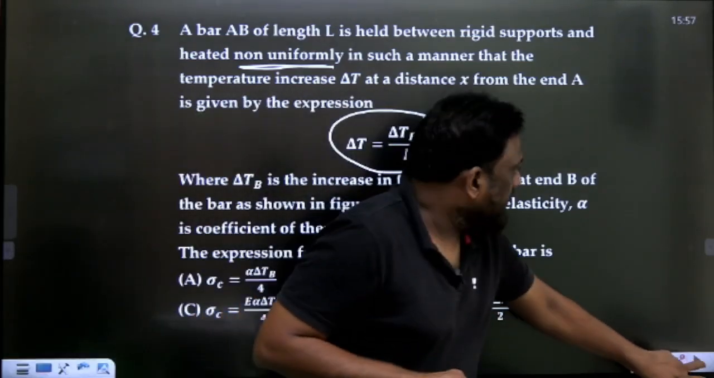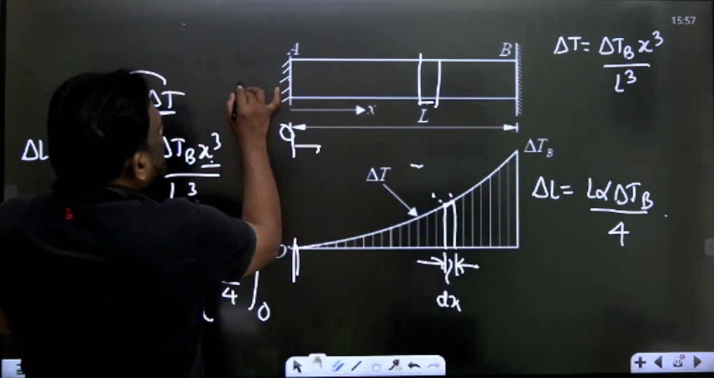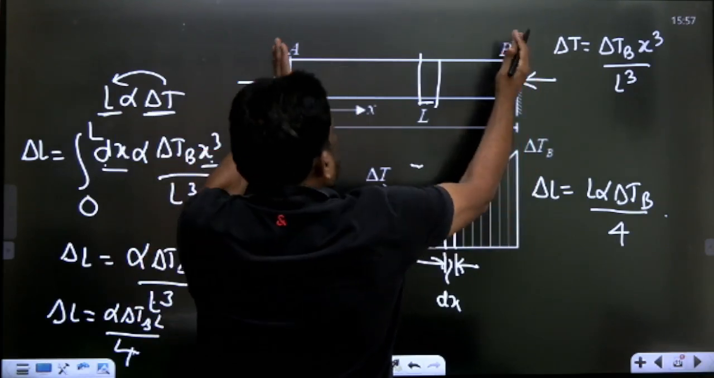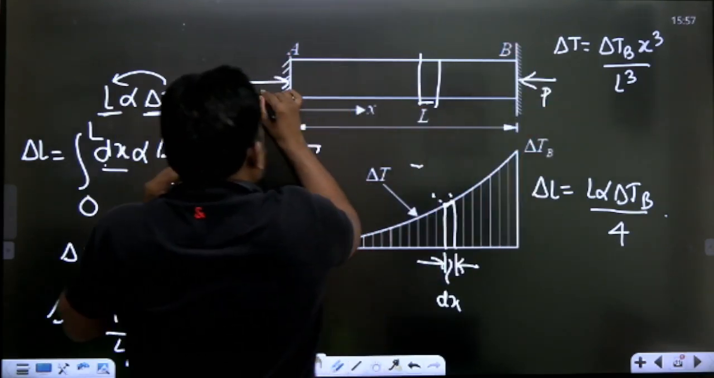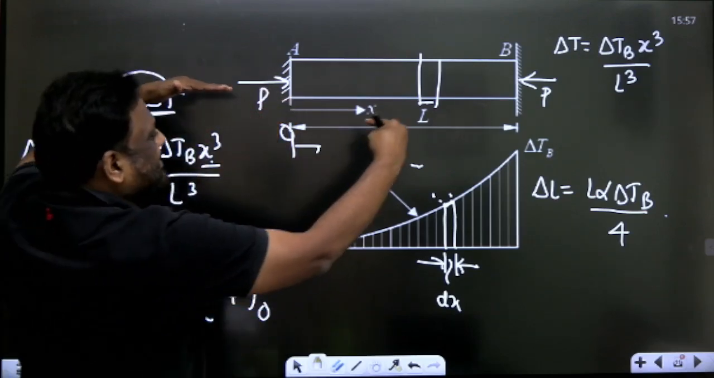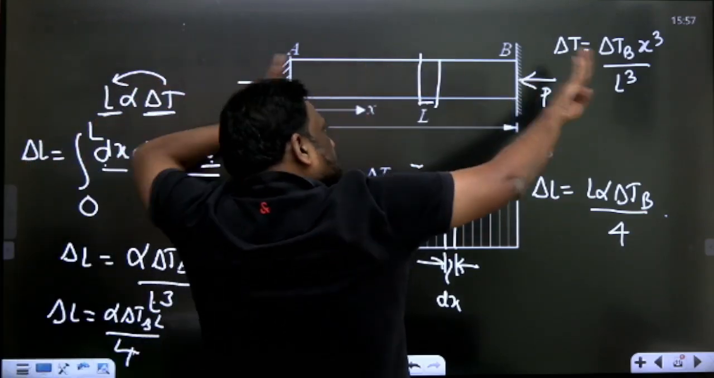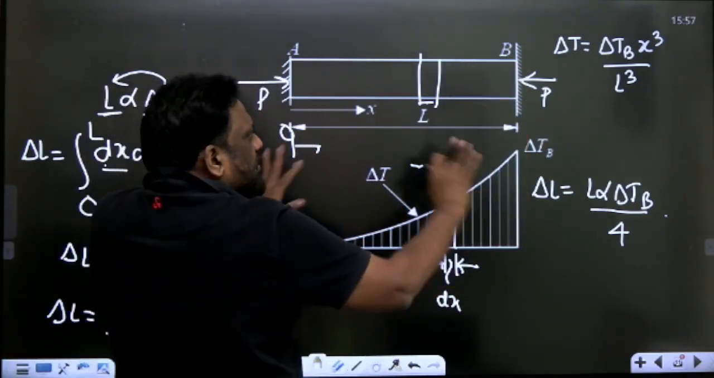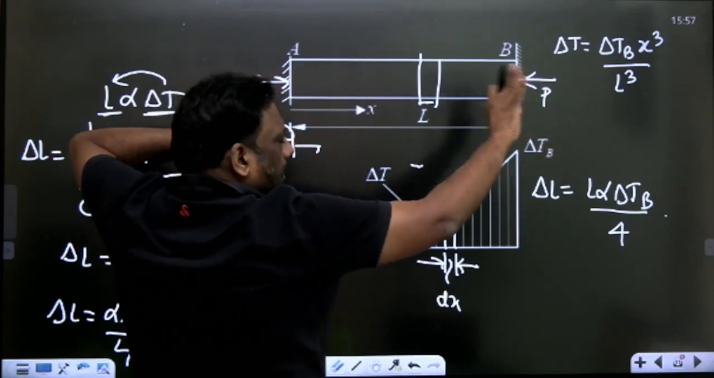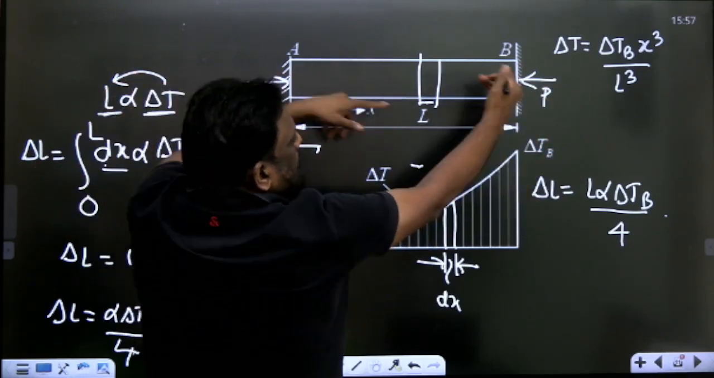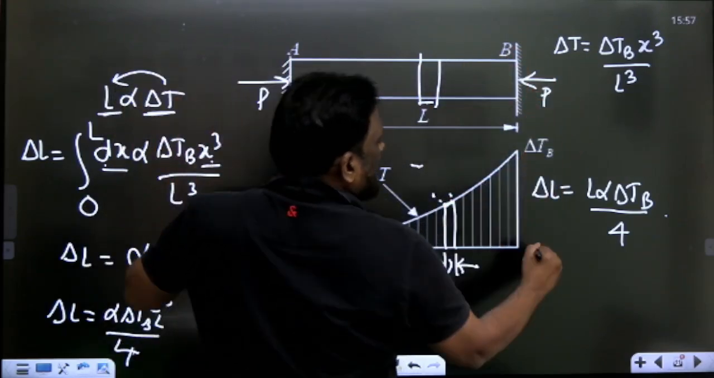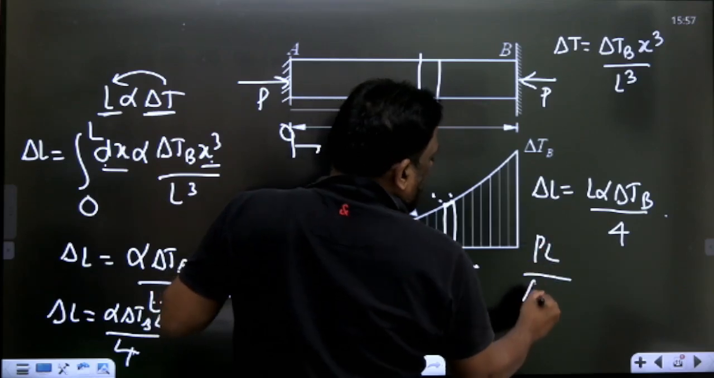He has asked for compressive stress. So what is that? When you are heating, will it expand? No, because these are rigid supports, so the stress is generated in this. It tries to expand but the wall is preventing. So the total expansion due to heating should be equal to the compression due to this axial load, because there is no net change, these are rigid walls. So what will it be, sir? PL by AE.